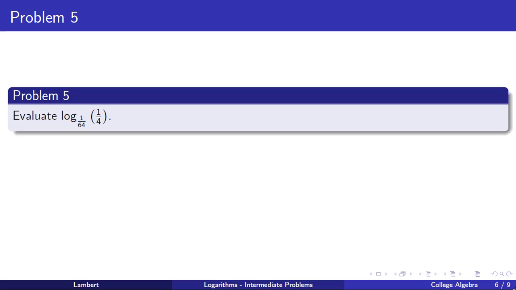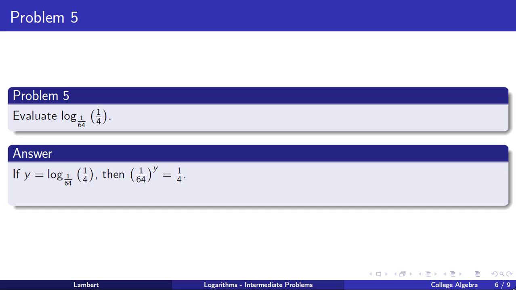First off, if we're going to use exponential forms, one way to do that is let it be equal to y. So if y equals log base 1/64 of 1/4, then the exponential form is that 1/64 to the yth power equals 1/4. Fractions tend to freak out people, so notice 64 is 4 cubed, right? And so we could write 1/64 as 4 to the -3, and then 1/4 can just be 4 to the -1. So you get 4 to the -3, that raised to the yth power, equals 4 to the -1.